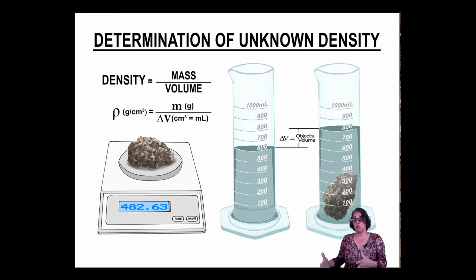So we didn't add any more water to the container. That means that the change in volume has to be due to the addition of the rock. And the volume of the rock is 800 minus 600, or 200 milliliters. If we then take the mass of the rock on a balance, we can determine the density by dividing the mass by the volume.